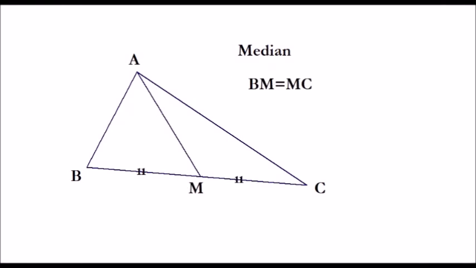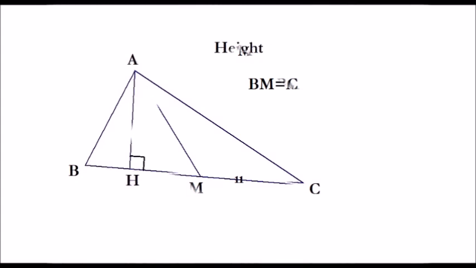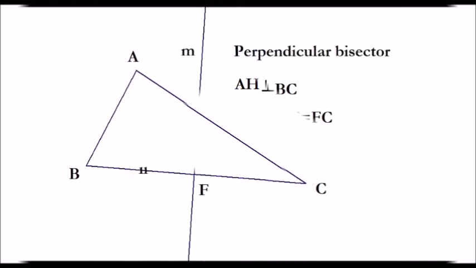The median of a triangle ABC. Here we can see the median, which is the line segment AM, which bisects the side BC. That is, BM equals MC. Height of a triangle. The line segment AH is perpendicular to the side BC. That means that the angle H is 90 degrees or a right angle.